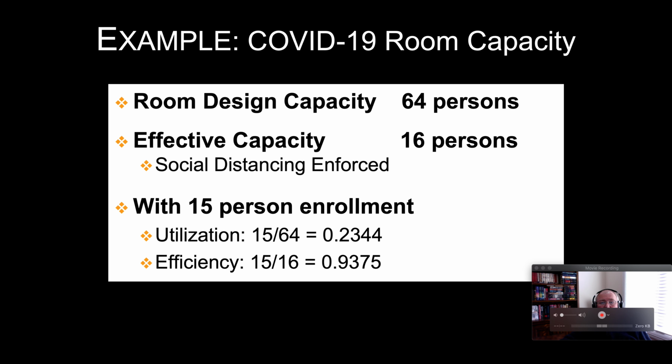So if we have, say, 15 people that are enrolled, then your utilization would be only 15 out of 64, or 0.2344. So less than 25%. Whereas your efficiency, your actual enrollment divided by the effective capacity, that's 15 over 16, or almost 94%.